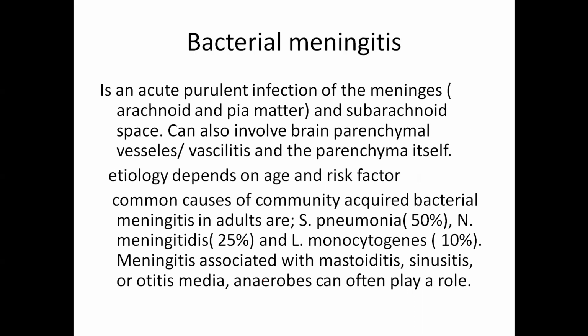Bacterial meningitis, an acute purulent infection of the meninges, arachnoid and pia mater in the subarachnoid space, can also involve the brain parenchyma, vessels, or vasculature in the parenchyma itself, or the tissue of the brain. Etiology depends on the age and risk factors. Common causes of community-acquired bacterial meningitis are Streptococcus pneumoniae, which accounts for around 50%, Neisseria meningitidis 25%, Listeria monocytogenes 10%. Meningitis associated with mastoiditis, sinusitis, and otitis media. Also, aneurysms can play a role in such patients.